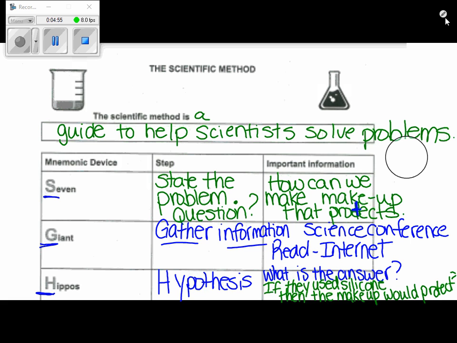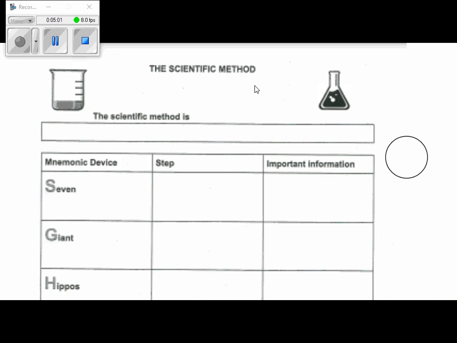If you need to pause this video so you can write down the information, you may. I'm going to proceed so that the video is not a million years long.